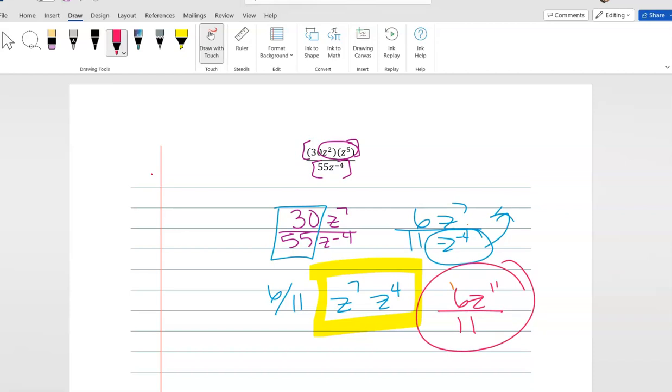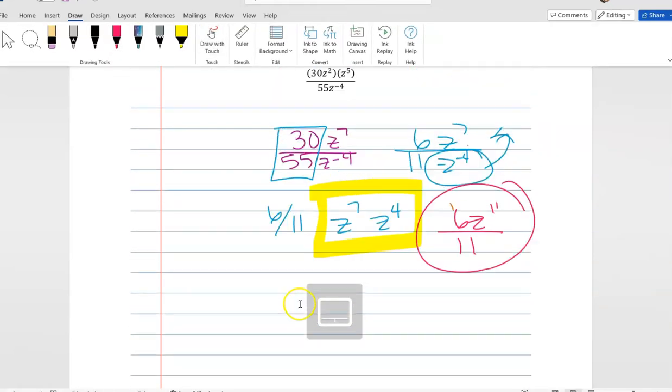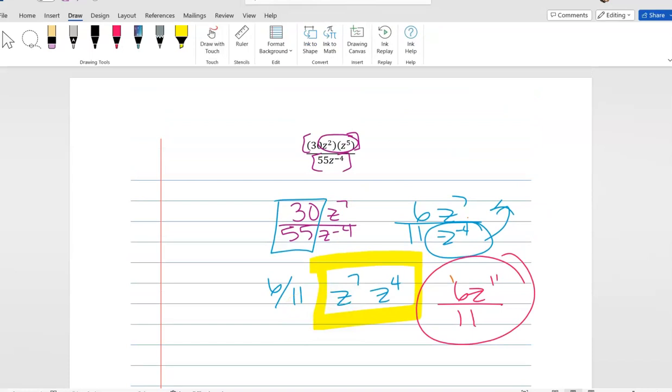But just to show you that it doesn't really matter as long as you are following the appropriate rules. There are usually more than one way to get the right answer, and it's up to you what works best for you.